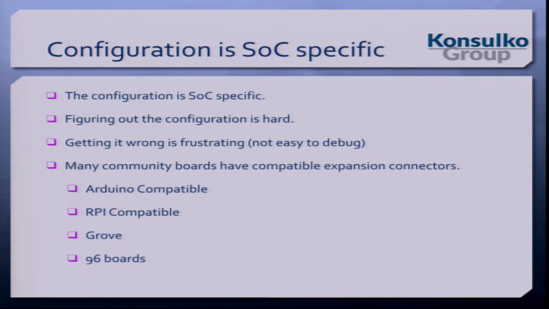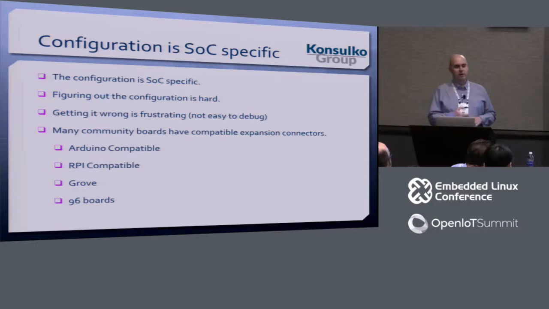So the configuration is SoC specific. You have to figure out the configuration. That's hard. If you get it wrong, many times you don't have any indication of what's going wrong. You have to just look at everything and try to figure out what's going on. But as you see, there are many community boards that have compatible expansion connectors. So you have Arduino compatible boards, you have R.Pi compatible boards. Grove is a very common expansion connector scheme.